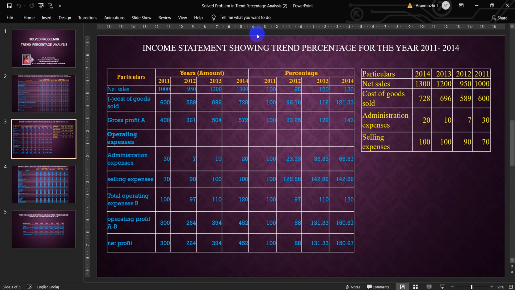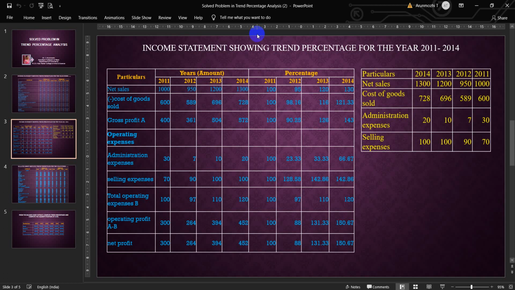Now we move on to selling expenses. It is 70, 90, 100 and 100. So for 70, the base is taken as 100. 90, it is 90 into 100 divided by 70, you get 128.58. Next, 100 into 128.58 divided by 90, you get 142.86. Next, 100 into 142.86 divided by 100, you get 142.86. Hope you understood the selling expenses also.